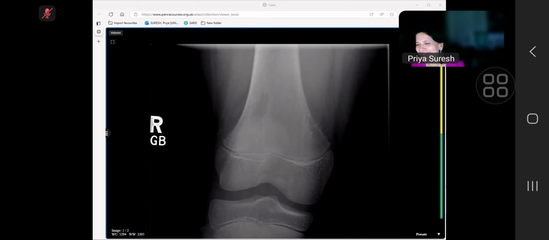The board bone, what is it? So that's what we're talking about, hemophilia causing growth disturbances.